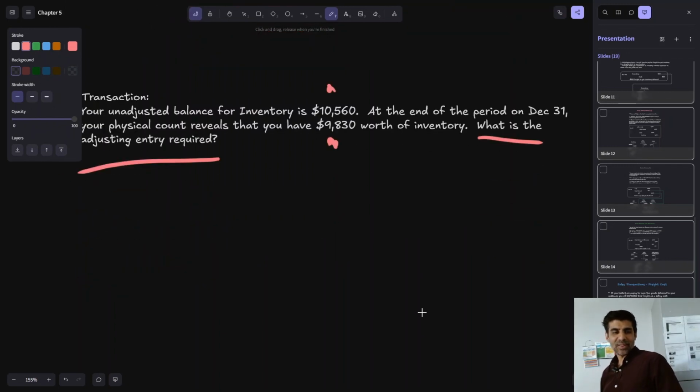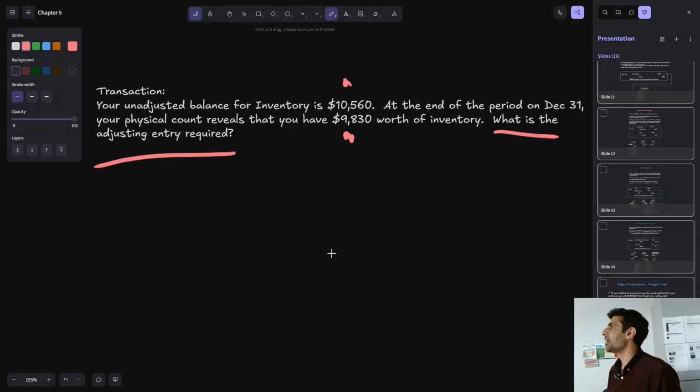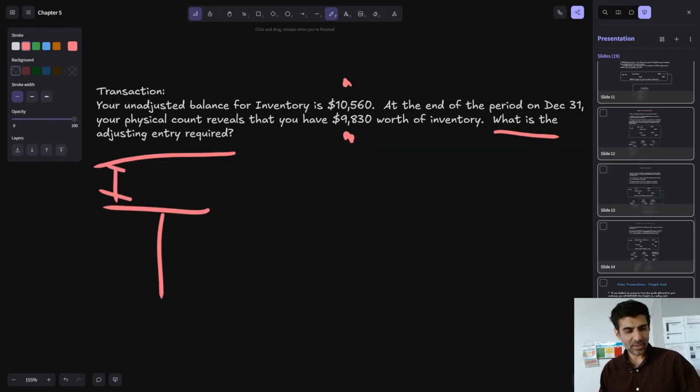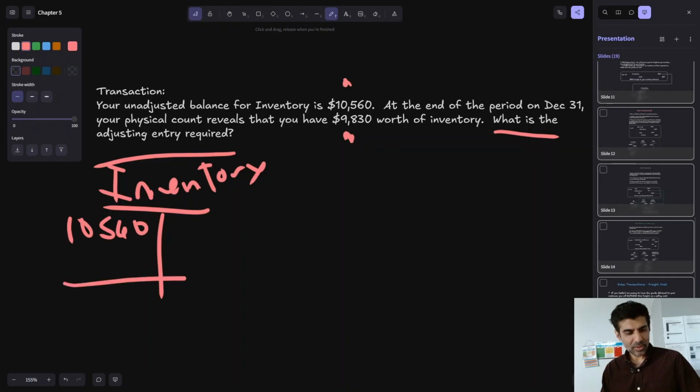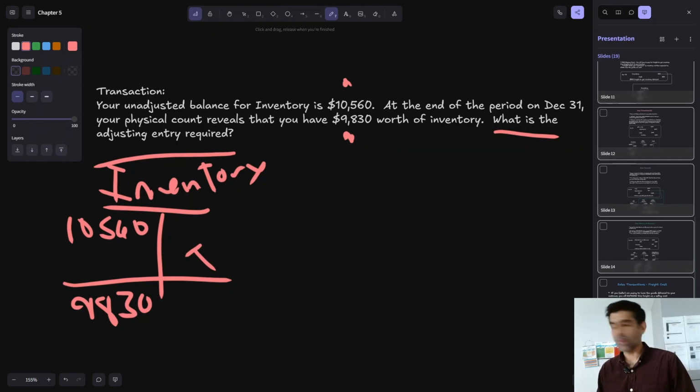Let me move this down. And is inventory going up or down based on this? Because right now what we're saying is that it's 10,560. So this is what it should be after the adjustment. So we know that we're going to debit or credit inventory. Credit, right? So we need something here. Okay, so what is that number? How should we calculate that?